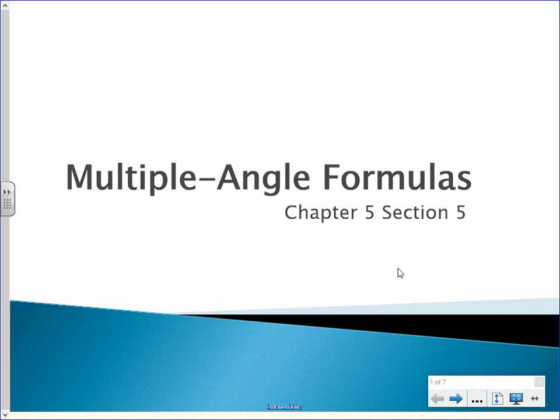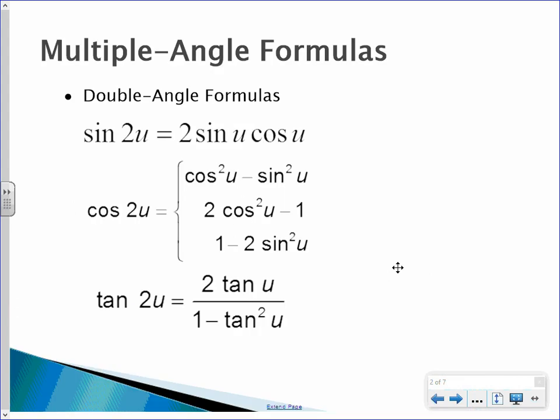All right, so I'm going to show the formulas on the next slide, write them down and label them. Once you have them written down, then I'll talk about them a little bit, okay? These are our double angle formulas because we go from double U, not the letter W, but double U, to U. We go from double an angle to just single angles inside the formula.